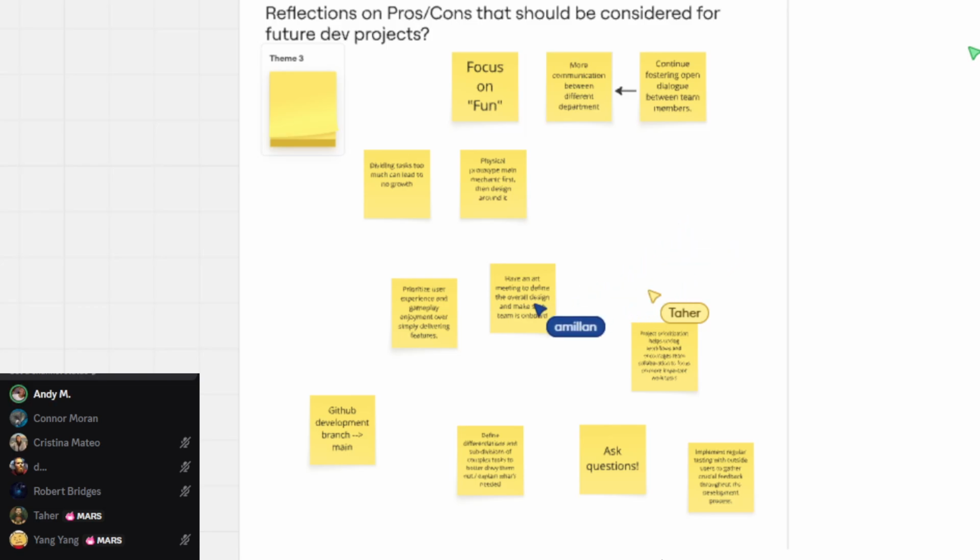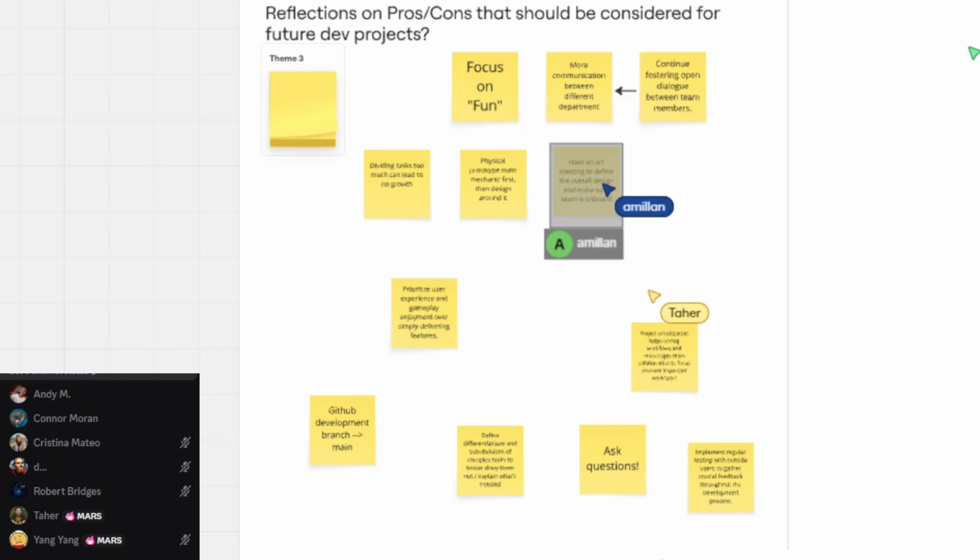I'm putting emotes because I think these are the ones I'm going to be speaking to. Have an art meeting to define the overall design and make sure the team is on board. Yes. I definitely think we agreed on that, and I agree that we did fall short on this. I think in the first week, we just tried to put some together. But sometimes people need input, even if you have all the range in the world. People like to be given feedback right then and there. That's very true, a very good call out. I like it.